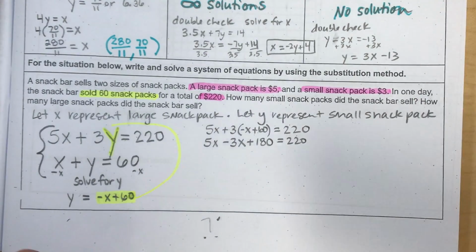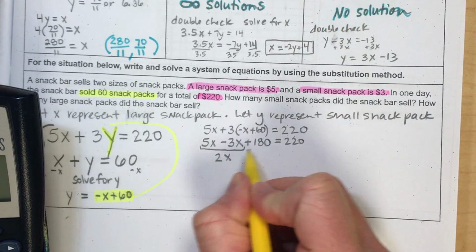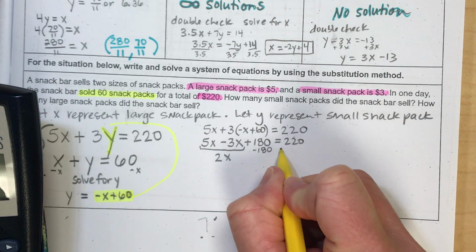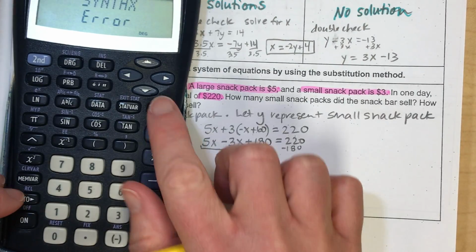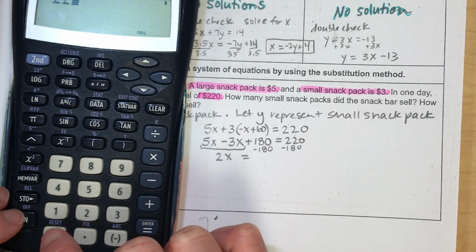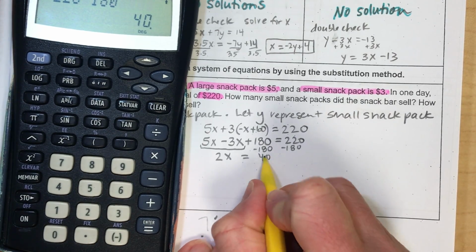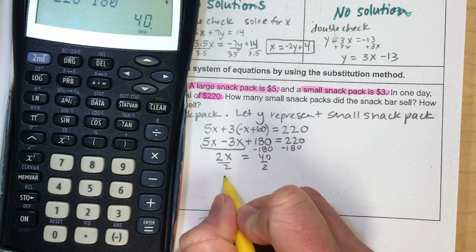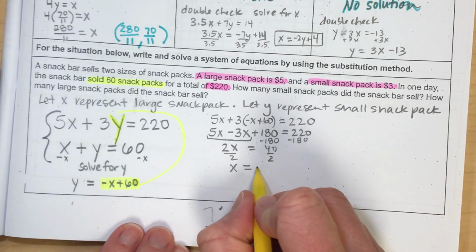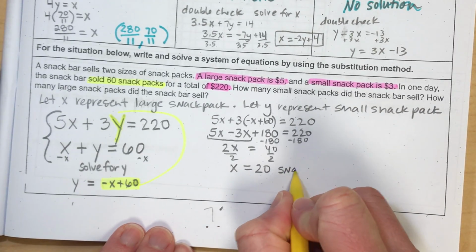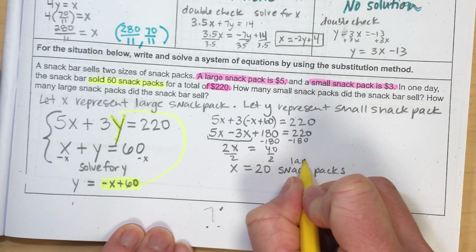Now for solving my X, I just need to combine my like terms here, I got two X's, and subtract this 180 over to the other side. And I'm going to have, let's see here, 220 minus 180, we get 40, and divide by 2, our solution for our X, which was our large snack packs, the total we sold was 20 snack packs. And that was the large.